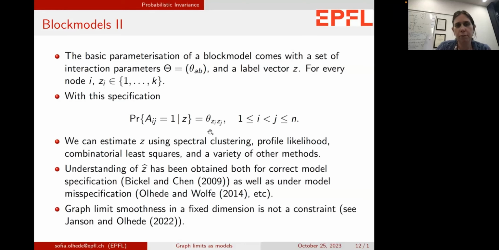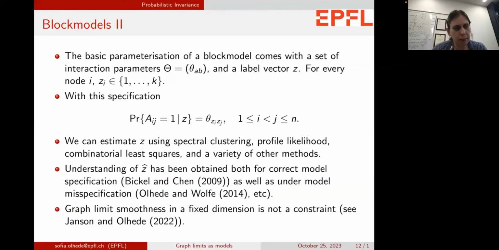So there are many, many different ways of estimating the unknown label vector Z. There's spectral clustering. I have studied profile likelihood. There's combinatorial least squares and a variety of other methods. This is a pretty old problem by now. People had studied estimating that label vector, thinking that you only had a small number of blocks. And what my collaborator and I introduced was that you can actually start to use this when you just assume permutation invariance of your network distribution and have a graph limit.